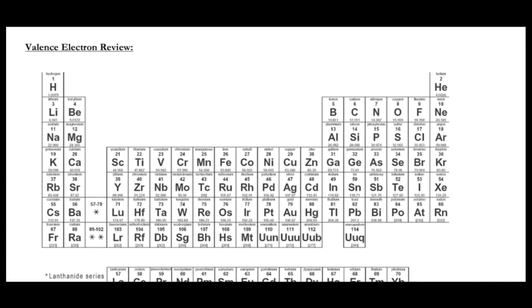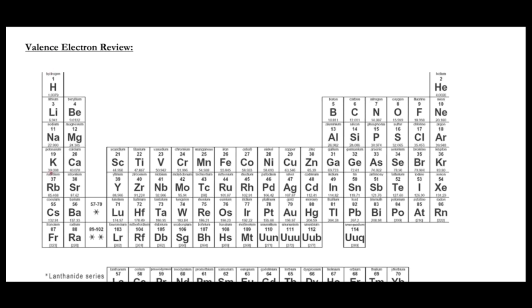And in order to answer that question, we are going to have to learn how to draw the Lewis dot structures for these molecules. In order to do that, we need to quickly review how to determine the number of valence electrons each element has. So just as a quick review, remember, to determine valence electrons, we can use the periodic table.